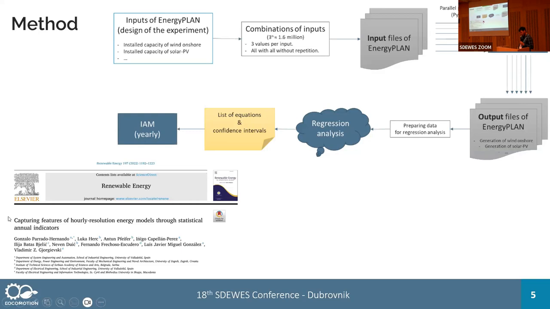Just to say here that there are three updates regarding the article. The first one is the design of the experiment. We now avoid the chess problem. That means that in the last version, we combined the inputs, so we had an exponential growth in the number of combinations. And now we apply Monte Carlo analysis to avoid that. And then we use parallel processing code to speed up the simulations. And finally, in the regression analysis, we have also played with lasso regression and forward, backward and stepwise selection.